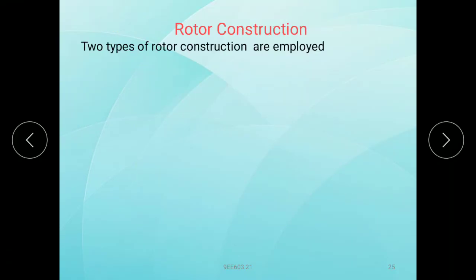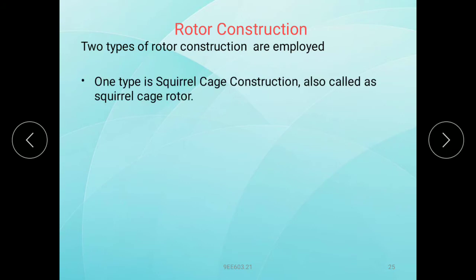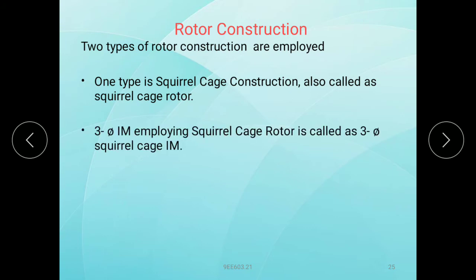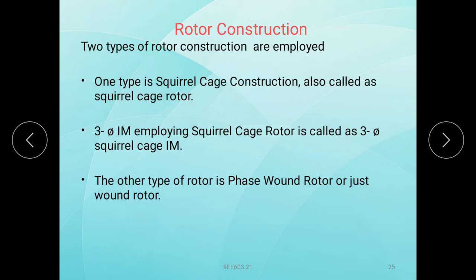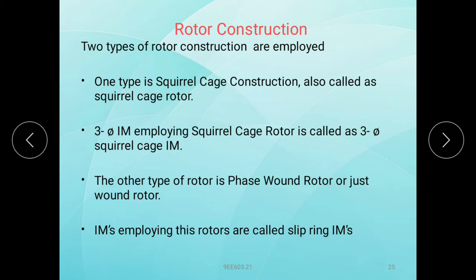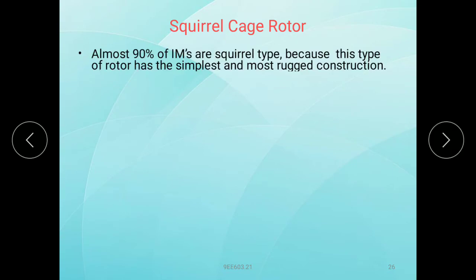Two types of rotor construction are employed. One type is the squirrel cage construction, also called the squirrel cage rotor. A three-phase induction motor employing a squirrel cage rotor is called a three-phase squirrel cage induction motor. The other type of rotor is the phase wound rotor, or just wound rotor. Induction motors employing these rotors are called slip ring induction motors. Almost 90% of induction motors are squirrel cage type.